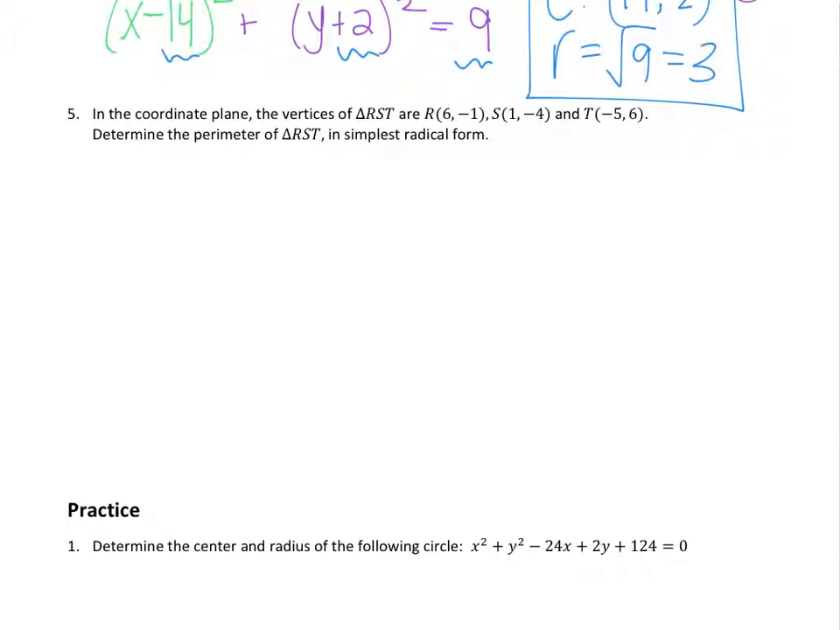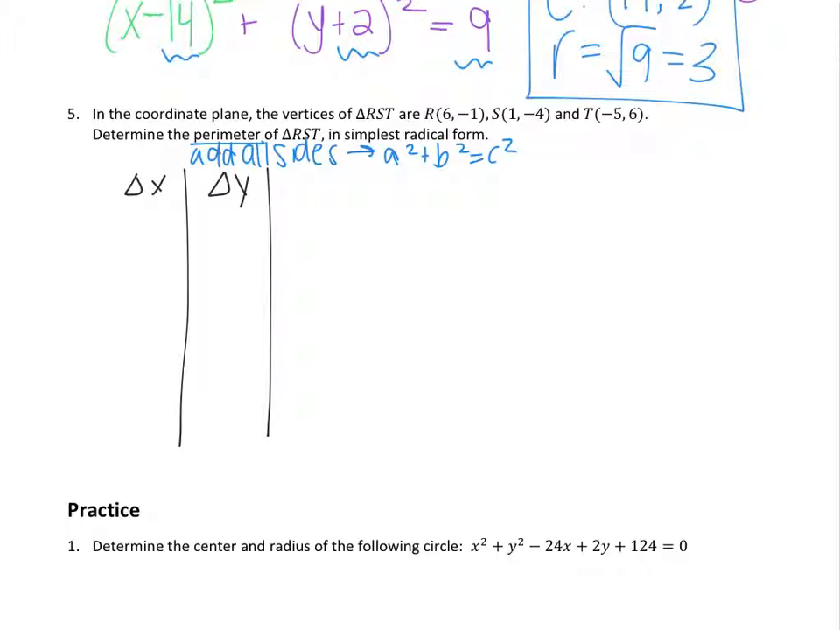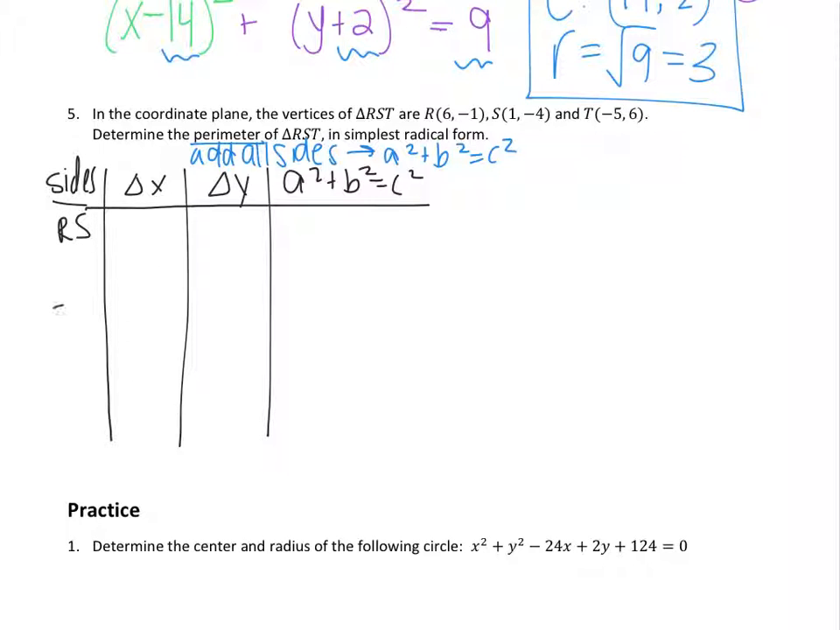Number 5 says, in the coordinate plane, vertices of triangle RST are blank. Determine the perimeter in simplest radical form. Perimeter means to add all sides, which means we need to find length, or, in other words, Pythagorean theorem. So what we're going to do is make a bigger table than what we've been seeing. We have change x, we have change y, Pythagorean theorem, but then we need another column over here on the left-hand side called sides. We have side RS, ST, and RT.